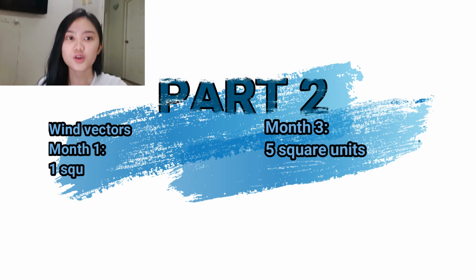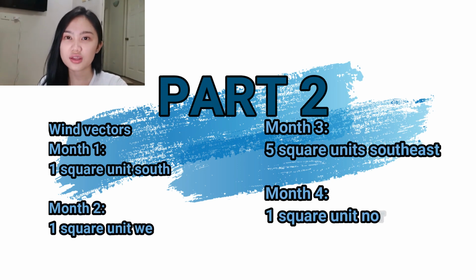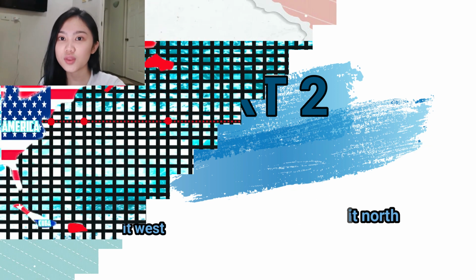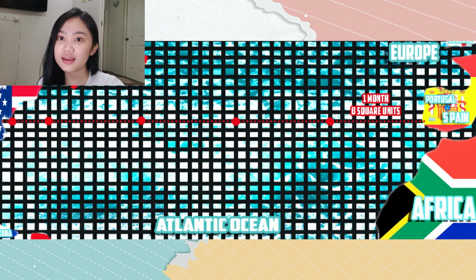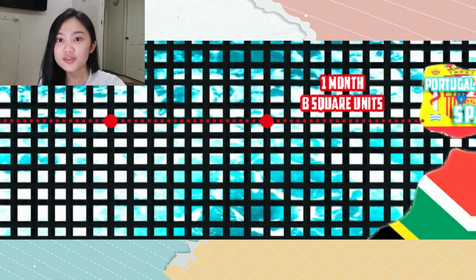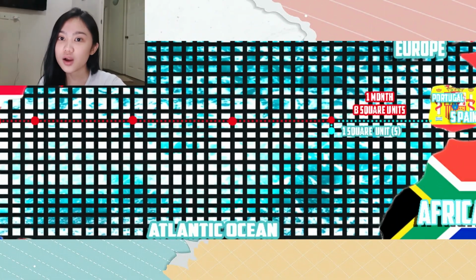Your ship can sail 8 square units per month. Unfortunately, the wind does not always blow the way you want. To determine how the wind affects our travel, let's include the wind vector. Now at the end of the vector, add the wind vector using the blue marker. First month wind vector is 1 square unit south. That's where you are when the first month ends.